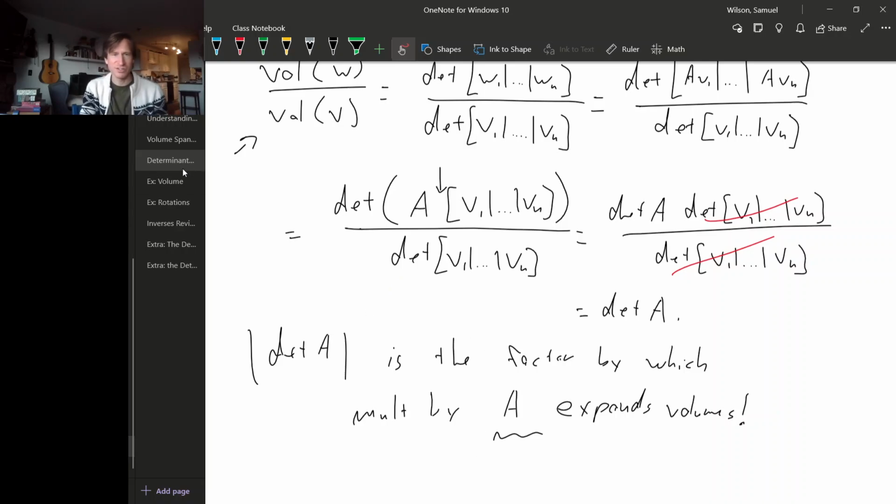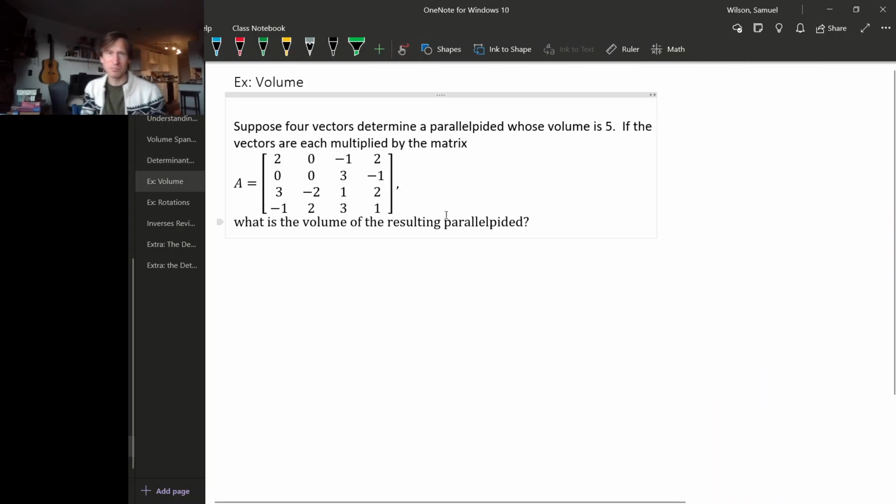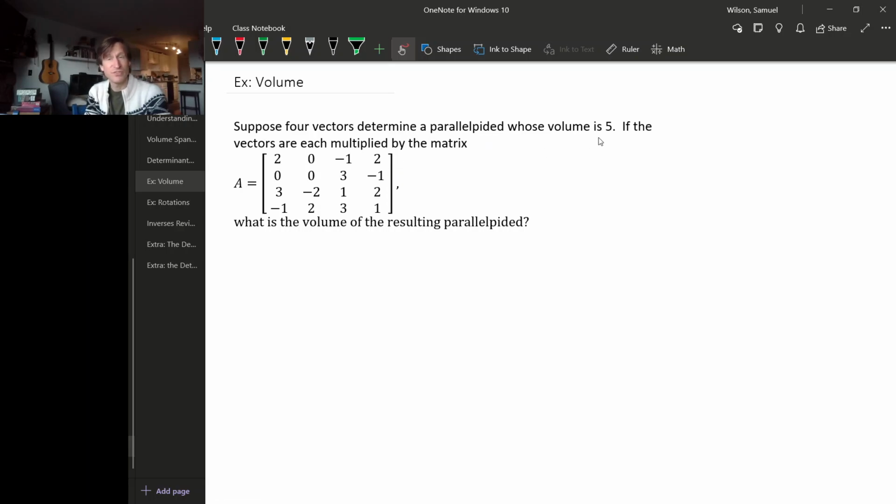There are a couple nice ways to use this. One is directly. So suppose we have 4 vectors that determine a parallelepiped whose volume is 5. So these vectors, maybe these are the V's. If we multiply these vectors by this matrix, what is the volume of the result? So we could take all our V's, multiply by A, and name those W's. So here we're asking for the volume of the parallelepiped resulting from the W's.